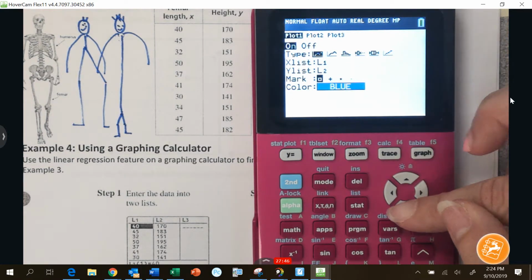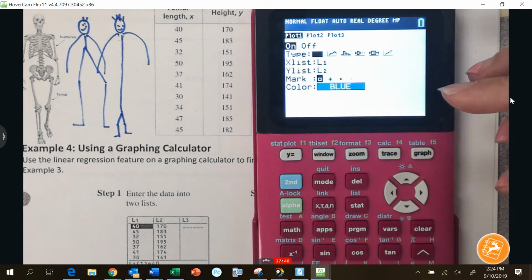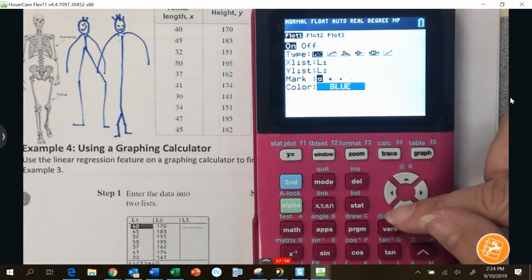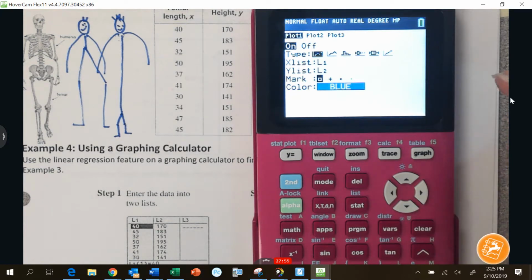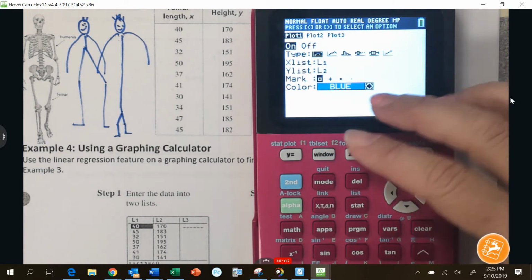And then you have to choose the type. Make sure we have the scatter plot chosen, otherwise it's going to look different. Your X list has to be L1. Your Y list has to be L2. Your mark, I don't care which one you choose. If you have colors, I don't care what color you choose. But after that, you're going to hit graph.